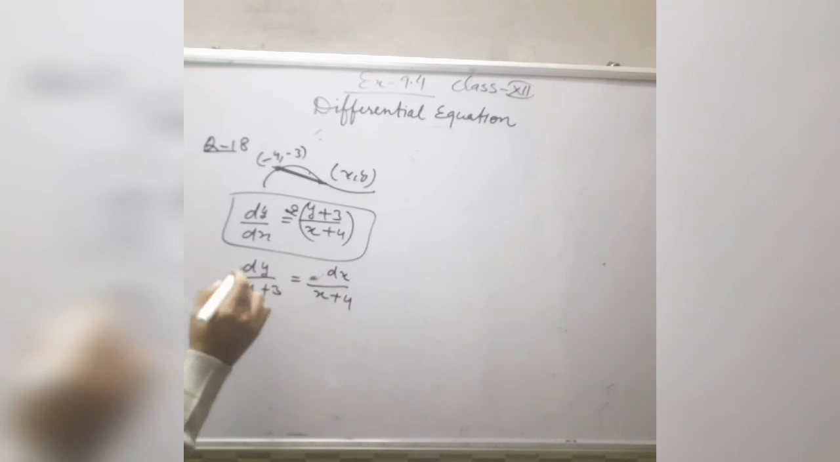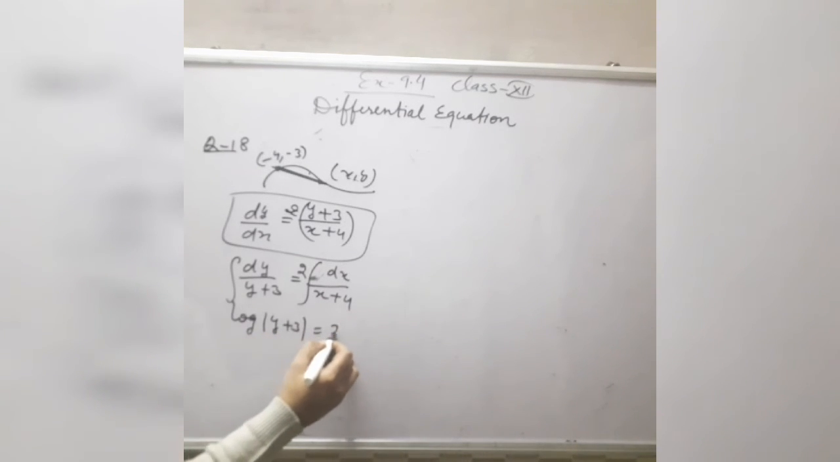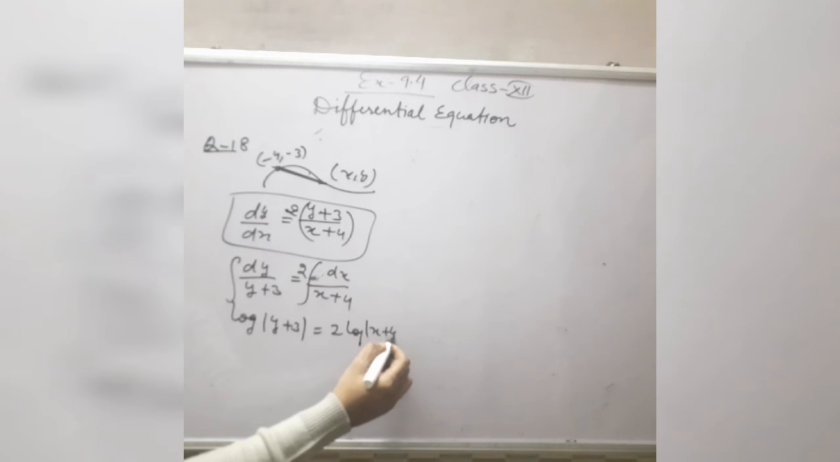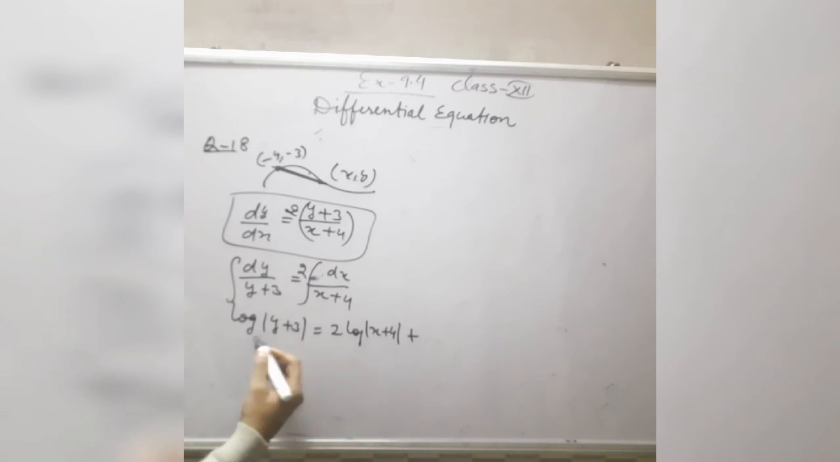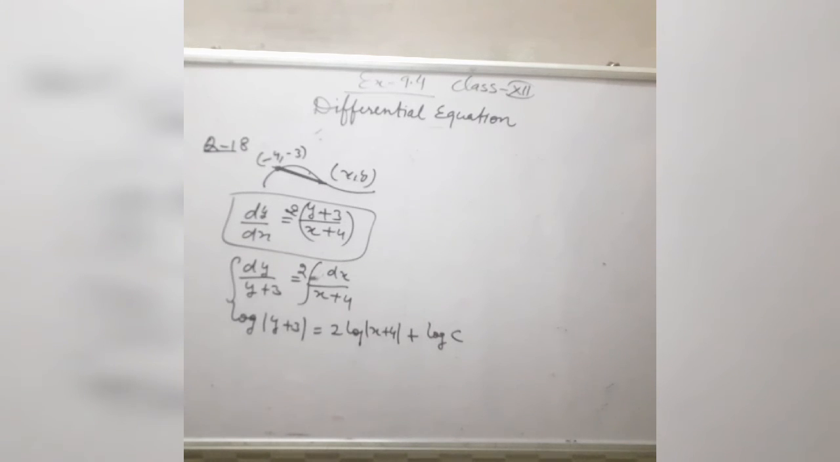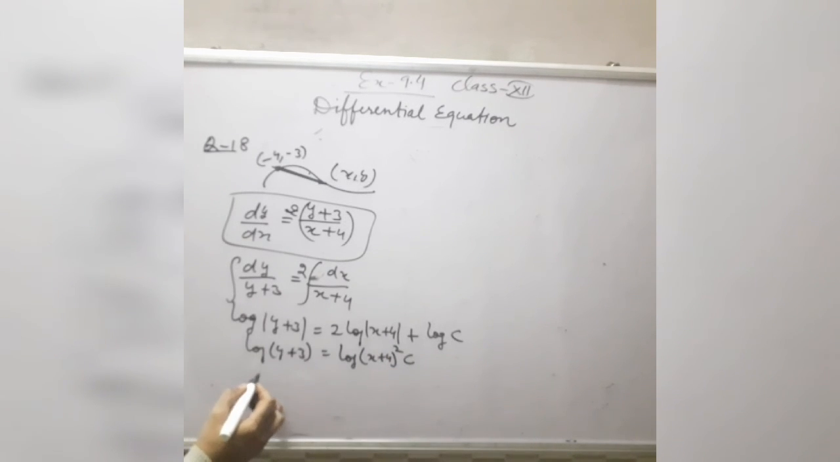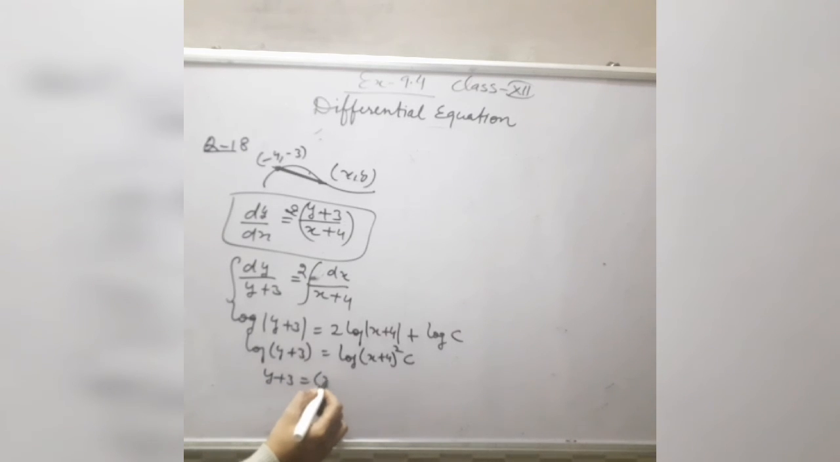It's very simple. After taking integration on both sides, 2 is a constant, so you can take 2 outside the integration. After integration, it becomes log of y plus 3 equals 2 into log of x plus 4, plus a constant. Since these terms are in the form of log, here also, in place of c, you will take log c. So it becomes log of y plus 3 equals log of x plus 4 whole square into c, and log is cancelled with log. You will get y plus 3 equals x plus 4 whole square into c.